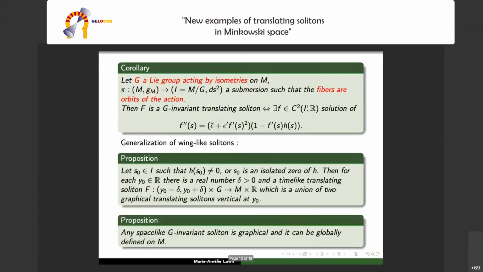So since I don't have that much time, I am just going to talk very fast about this. We looked at this equation, and as I said before, in the rotationally invariant case we had two types of solution: the ball, which was a graphical, globally defined entire solution, and wing-like solutions. We discussed in our paper that in general, depending on the causality of the solution, we always have balls, like entire graphical solutions, and wing-like solutions.